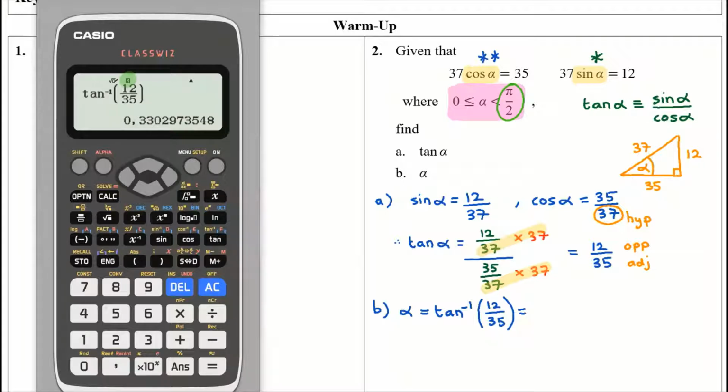So does it specify an accuracy? No. So good exam practice would be, let's do this to 3 significant figures, as is the standard rounding. So this is going to be 0.330 to 3 significant figures. All right, so that's question 2 completed.